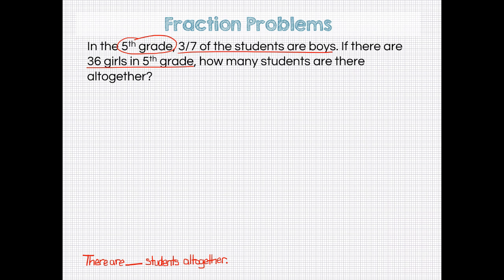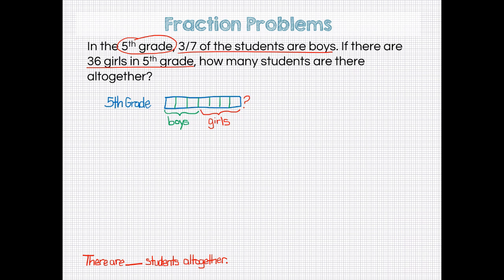I'm going to start with one long unit bar to represent 5th grade. This unit bar is our whole. We want to find out how many students there are altogether, so we should put our question mark right here at the end of the unit bar. Next, I will divide the unit bar into 7 pieces and show that 3 out of 7 of those pieces represent boys.